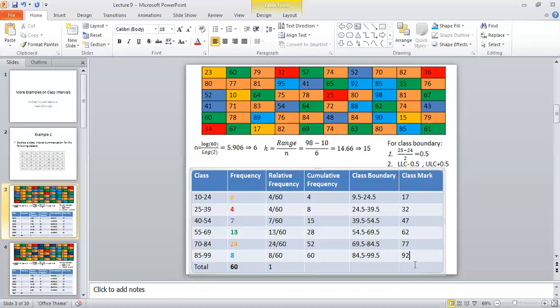So that's how we summarize this data by the class interval method, and hopefully you have understood this idea. In the later videos we will see some more examples of summarizations using the class interval method.